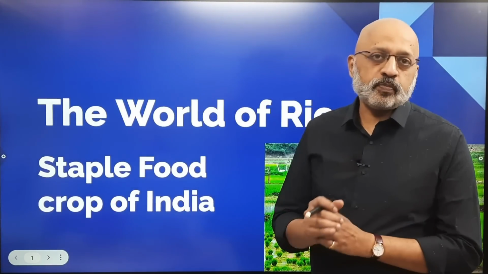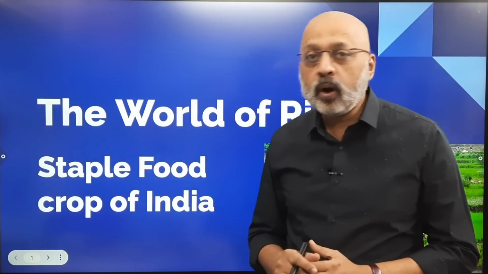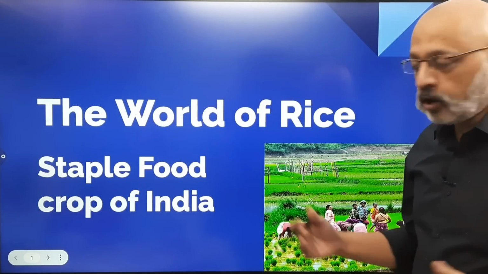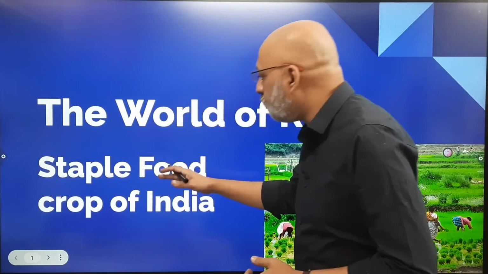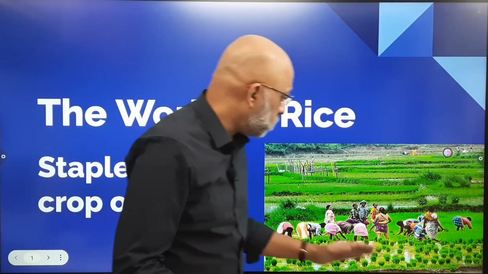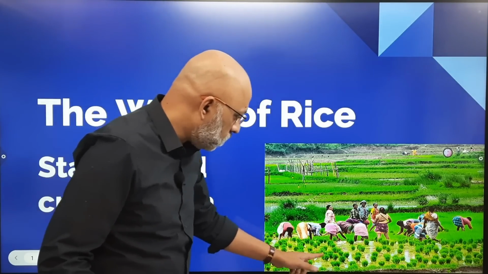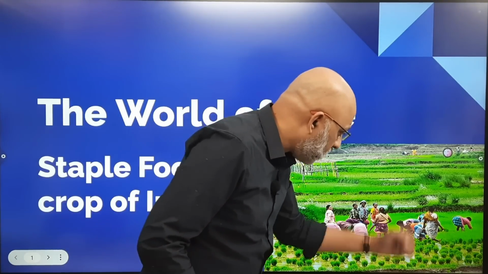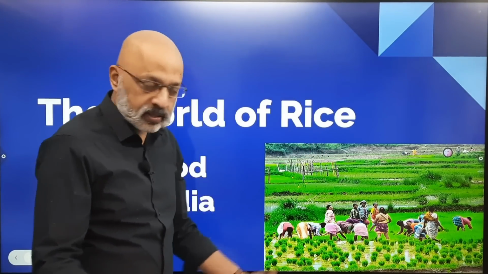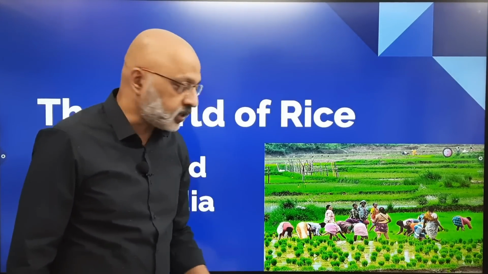Okay, now we are looking at different crops as part of the agriculture chapter. We'll start with the world of rice, the world of paddy, which is the staple food crop of India. And I hope many of you are familiar with how paddy is grown. This is how a typical paddy field looks. This is how the paddy saplings are put in the wet soil. And it's a very labor intensive crop, just like cotton is.